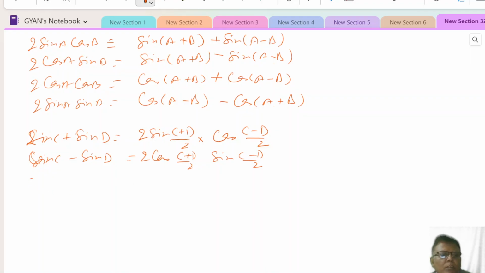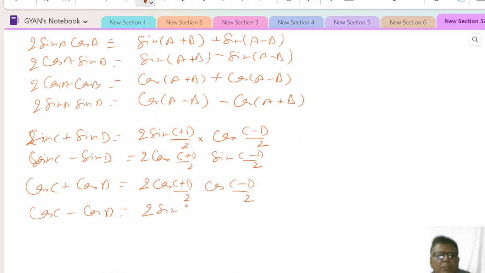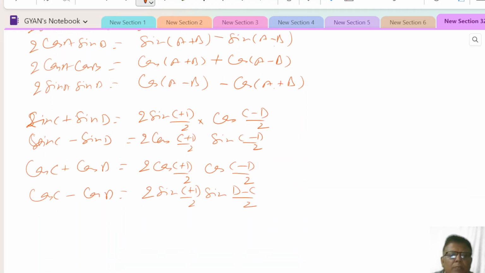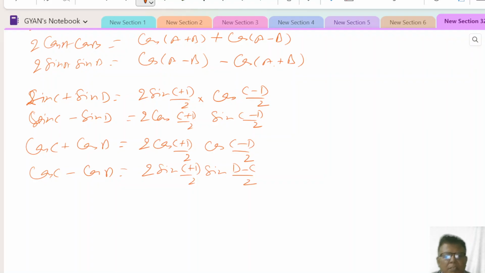Now cos C plus cos D is equal to 2 cos (C plus D) by 2 into cos (C minus D) by 2, and cos C minus cos D is equal to 2 sin (C plus D) by 2 and sin (D minus C) by 2. So that formula we have learned. So you have to remember all these formulas. So in the next chapter, we'll be solving a lot of questions based on this.